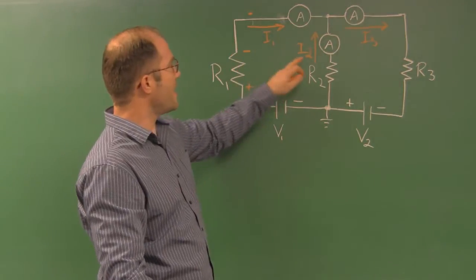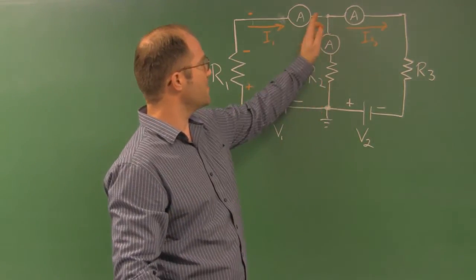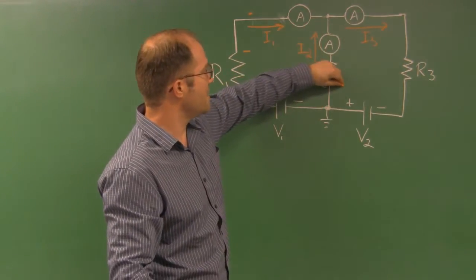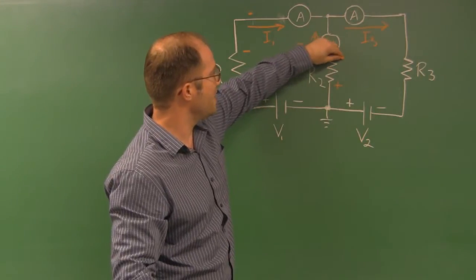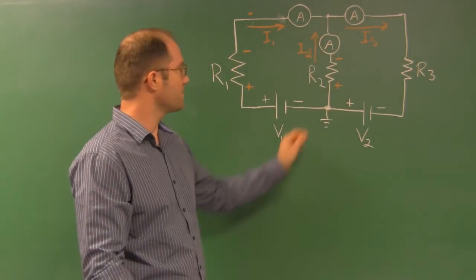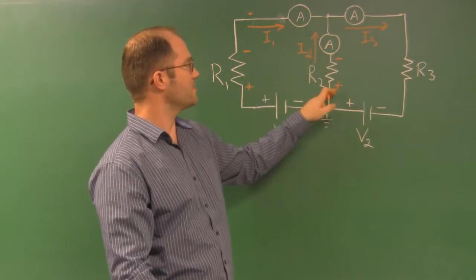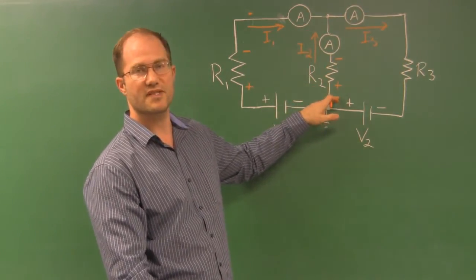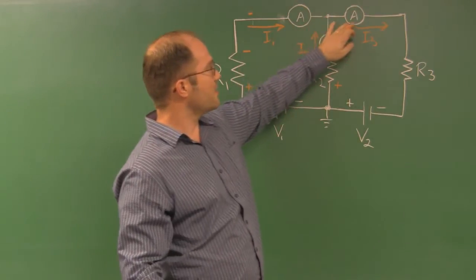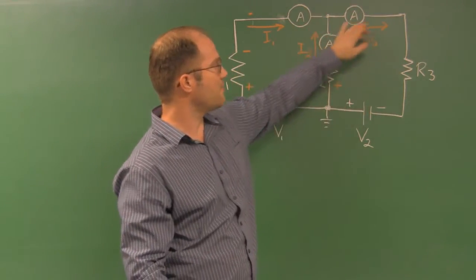Now over here, I2, we've chosen this to go up through this resistor. So we'll let this be the positive side and this be the negative side of that resistor. Current flows up through it. So the direction of I2 determines how we label the polarity of the resistor. And then current I3 goes clockwise here.